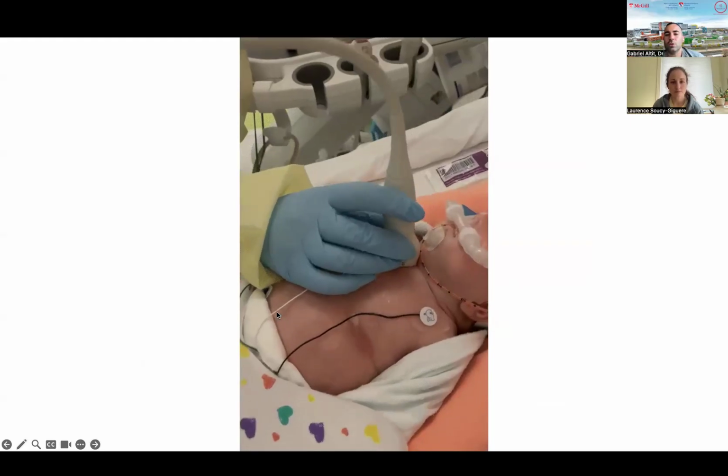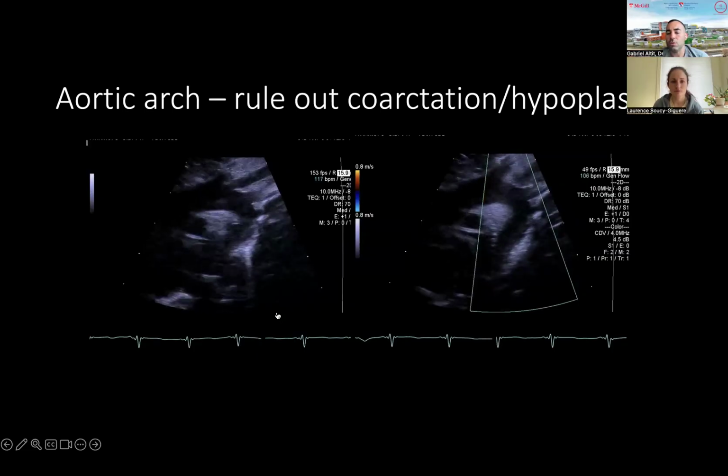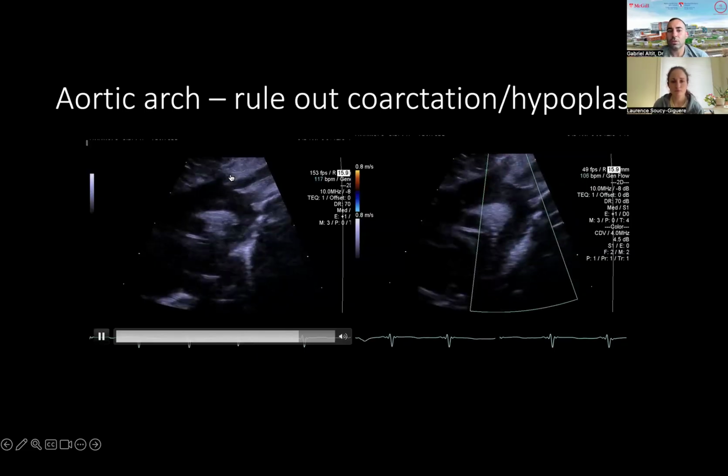Okay, it's a good view also to get a sense if there are signs of vascular ring in cardiology. So that's the view they would use. And that's the view that they use also to see the branching of the first vessel.